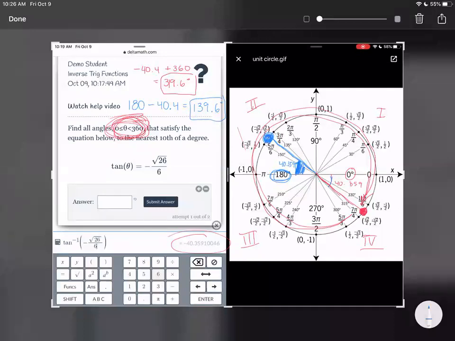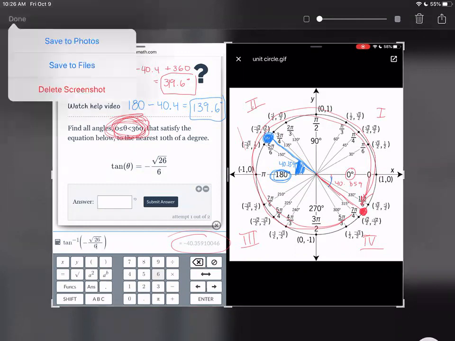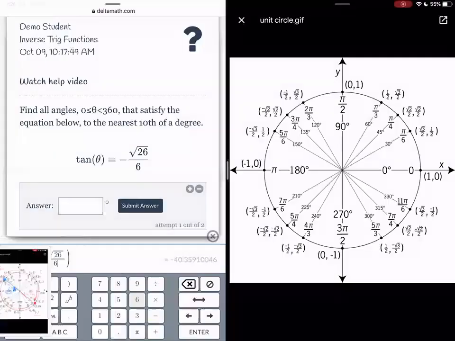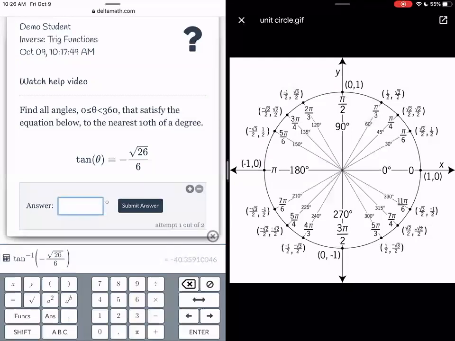Okay, I'm gonna take a picture of this so I can type it in because I'm not gonna remember if I don't. The numbers are too similar. It's like 1s, 3s, 9s, and 6s. Okay, let's enter this in. The two answers, we got 319.6, 139.6.